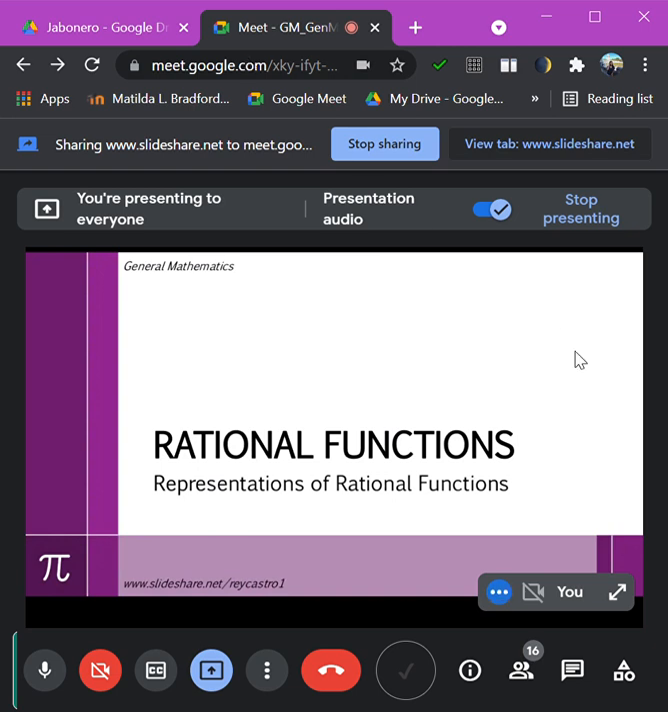Okay, anyone? Ako naka-answer itong solving rational equations and rational inequalities. Okay, very good. So we have there the solving of rational equations and our rational inequalities.